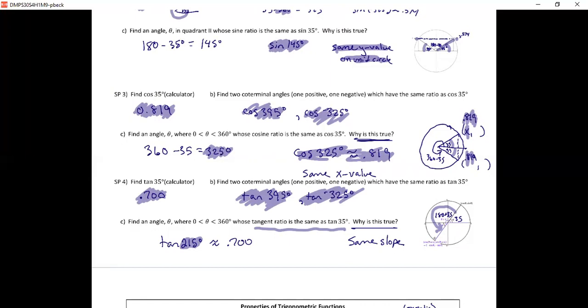What we're doing with these kinds of problems is we are using the symmetry of the circle, we're using the angles, and we're using a geometrical relationship to help us understand what the different trig function values, or the trig ratios, are.